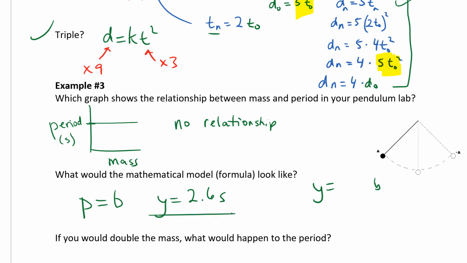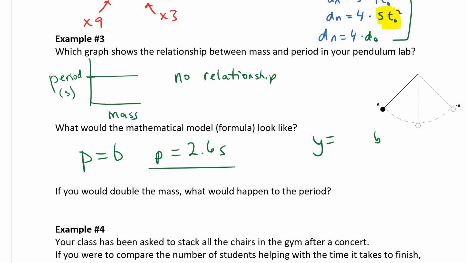The period was some constant of 2.6 seconds. If I were to double the mass, well, here's one mass, and here's double that amount, the period stays the same. What would happen to the period? Stay the same.